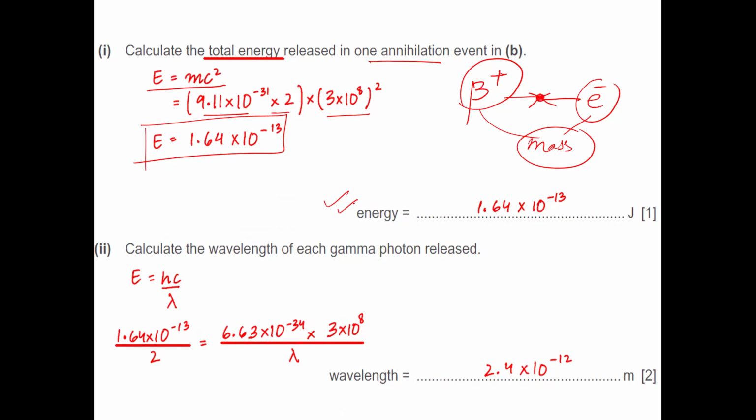Yes, are you understanding? This is how we have to find out the total energy in the process of annihilation. This is the way of finding the total energy: E equals mc squared.